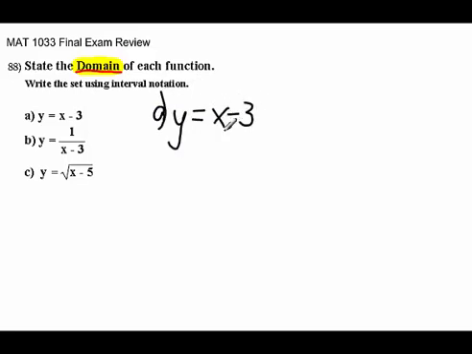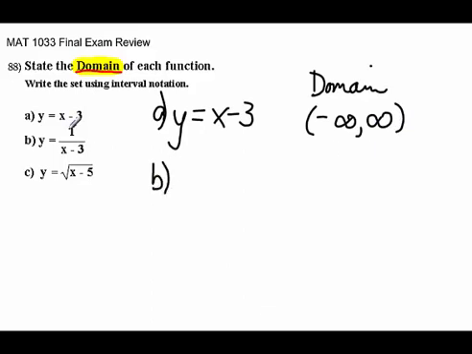and the values of x that I could put in to get a real y out would be all real numbers. Therefore, the domain for this function would be all real numbers. In interval notation, that's parenthesis, negative infinity, comma, infinity, parenthesis.